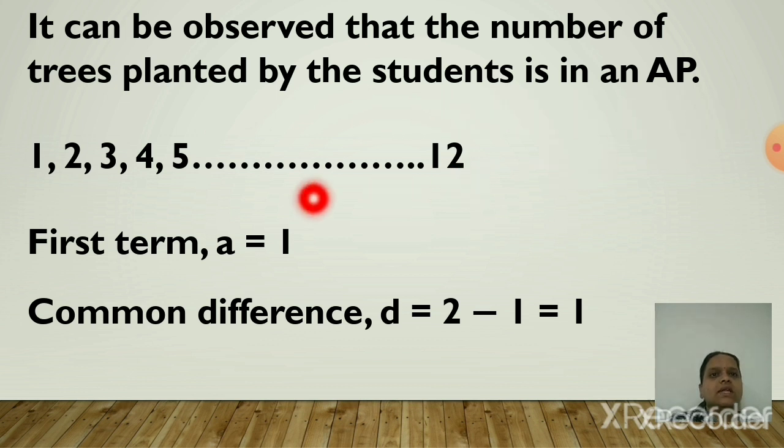Why is it an AP? Because 1 tree is planted by class 1, then 2 plants will be planted by class 2, 3 plants will be planted by class 3, and so on, and it is increasing by 1. That means the common difference is 1. Therefore, the given sequence is an AP. Is it correct? So, first term a is 1. Common difference d equals 2 minus 1, which is equal to 1.